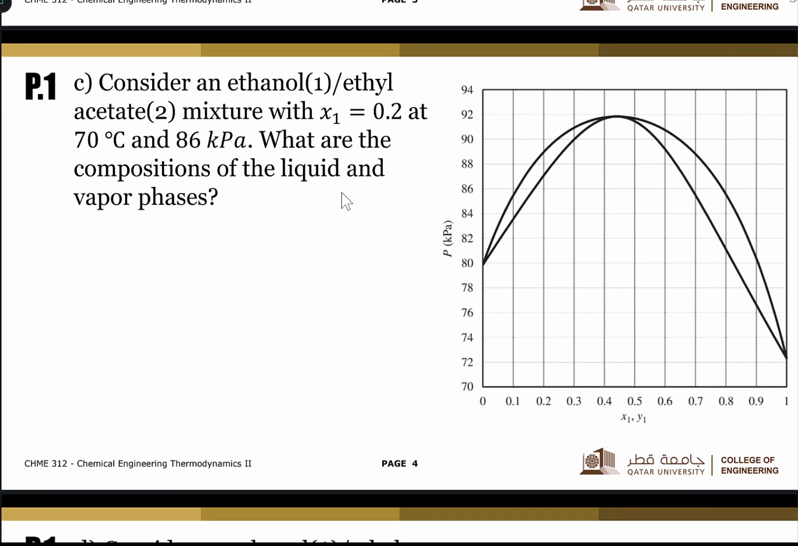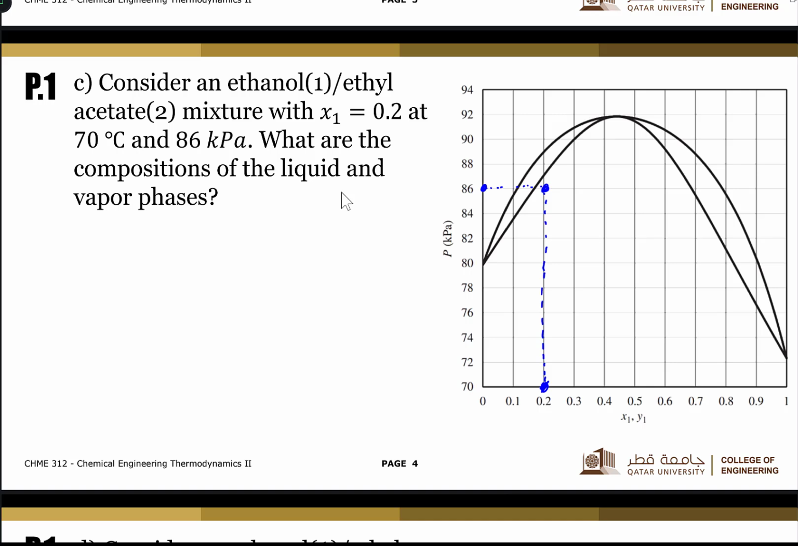Consider an ethanol-ethyl acetate mixture again. x1 is 0.2, at 70 degrees Celsius and 86 kilopascals. What are the compositions of the liquid and vapor phases? So here we go to 0.2. Then we're going to move up to 86, which is right here. So what do we have? What are the compositions of the liquid and the vapor phase?